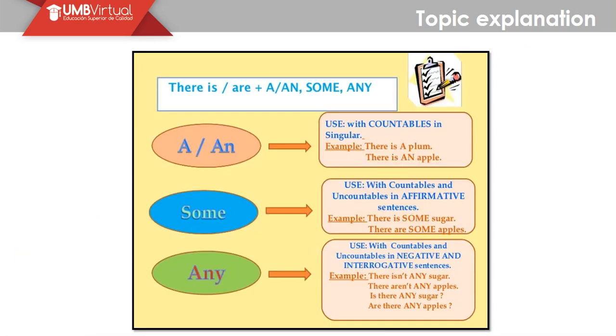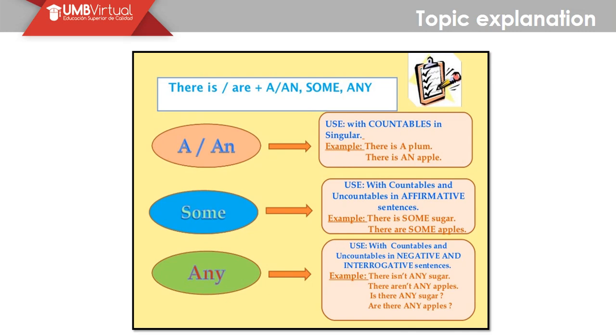Let's see some important words that we include in some sentences. There is plus are, plus a, and some, any. Used with countable in singular. There is a plum, there is an apple. Entonces recordemos algo muy importante, es que el uso del an es muy usual en inglés y esa hace referencia a aquellas oraciones donde nosotros queremos decir que hay algún objeto de forma singular. Entonces, hay un carro, there is a car. Recordemos que el there is significa hay y el there are también.